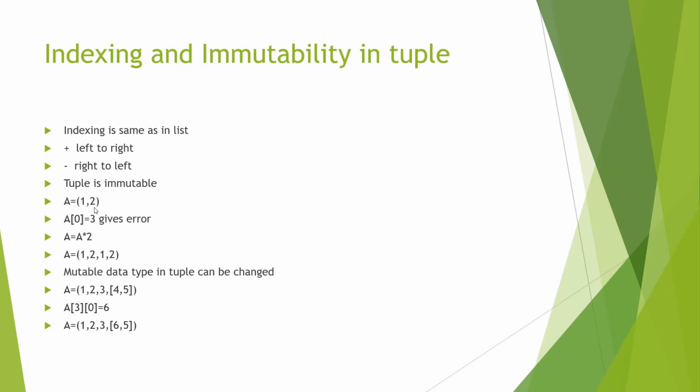Now, indexing is exactly the same as in a list and as in a string. So when we use positive indexing, we move from left to right. For negative indexing, we move from right to left.